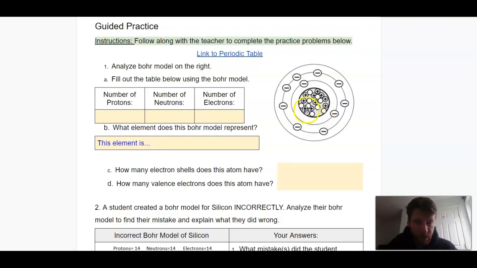So protons, I have 1, 2, 3, 4, 5, 6, 7, 8, 9, 10. Remember, protons are positive, so I knew those were the ones with the positive symbols in the nucleus. Neutrons are neutral, so they must be the unshaded ones in the nucleus. 1, 2, 3, 4, 5, 6, 7, 8, 9, 10 neutrons. And then my electrons are negative, and they're on the electron shells. 1, 2, 3, 4, 5, 6, 7, 8, 9, 10. 10 electrons.